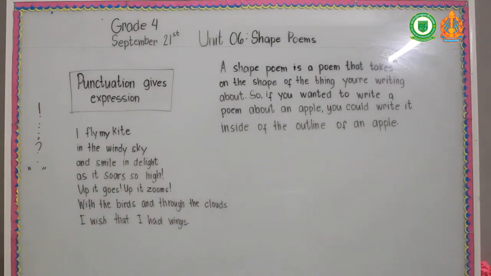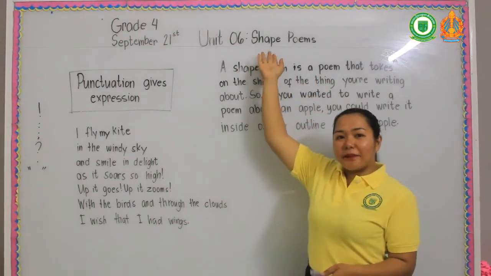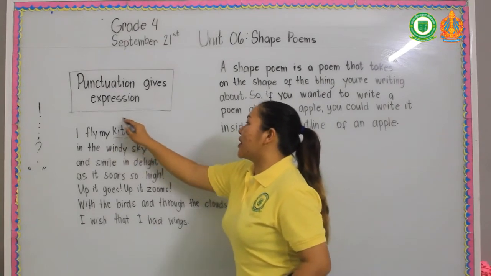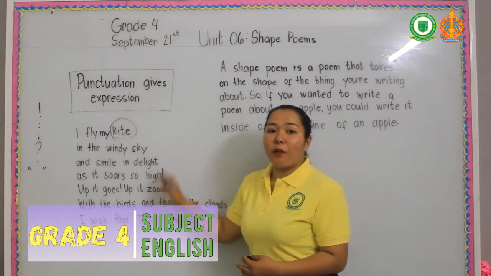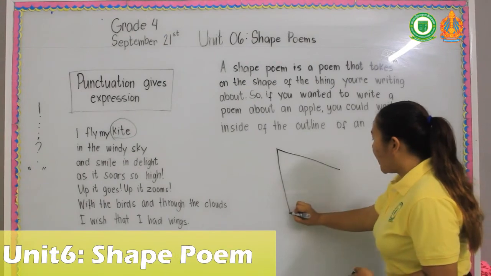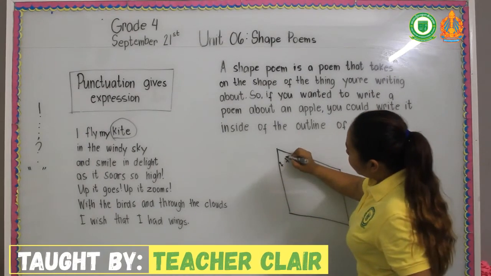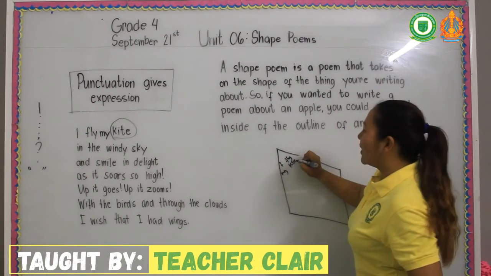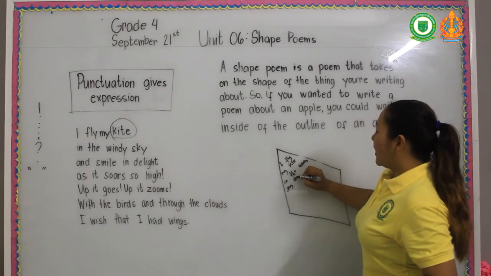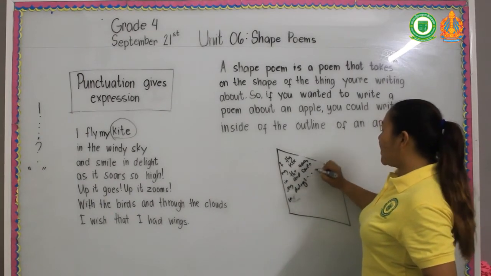Okay, so this is the poem, right? Now we already have that poem. Now where's the shape? So here's what we're going to do. Since we are talking about a kite, this is the topic. This poem is describing the kite. So we can do something like this. Let's draw an outline of a kite. There. So you can write, I fly my kite in the windy sky and smile in delight.